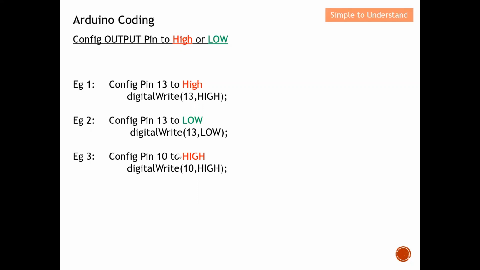Again, I just illustrate that, for example, I want to put pin 10 to high. This is how I write it. Instead of 13 now, I want to do it at pin 10, so I replace 13 with 10. Again, you can see that high is put on pin 10, and the output of pin 10 will be 5 volt.